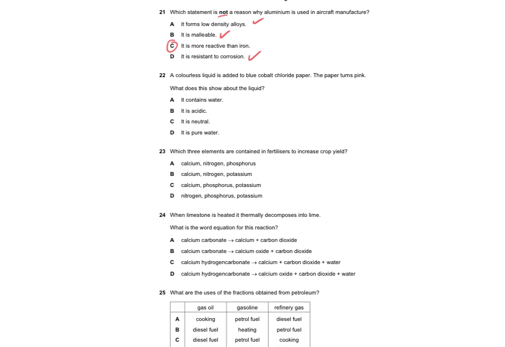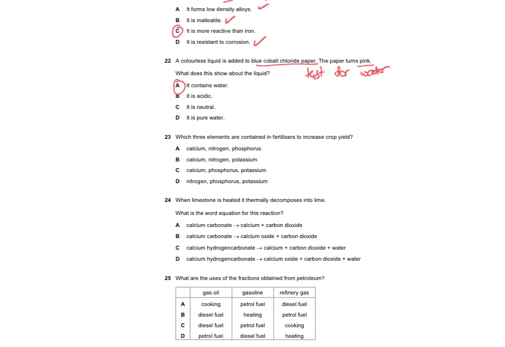22, a colourless liquid is added to blue cobalt chloride paper, and it turns pink. So this is a test for water. So why does it do that? Because it contains water. So 22 is A. So this is the test for water you have to learn. Okay, it doesn't mean it's pure, it just means water is present.